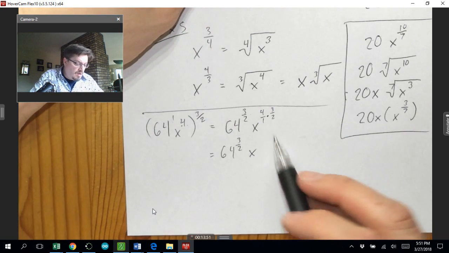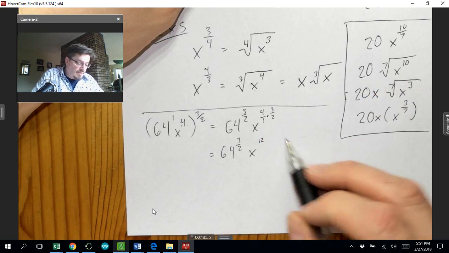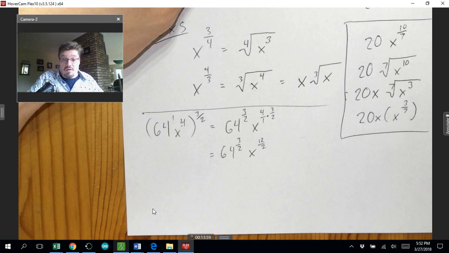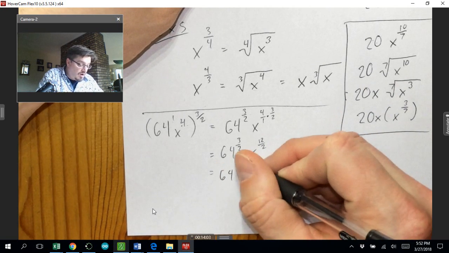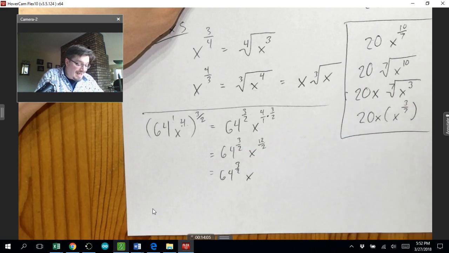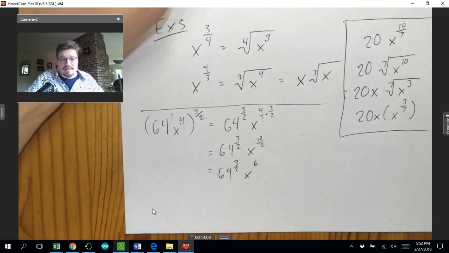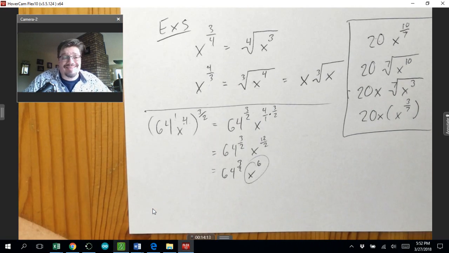At this point, we have 4 times 3, which is 12. And then we have 1 times 2, which is 2, obviously. So, this is reducible, all right? We've got 64 to the 3 over 2 and x to the 6th power. Okay, that's fantastic. So this guy's already done. This guy's reduced. Now we only have to worry about 64 to the 3 over 2.